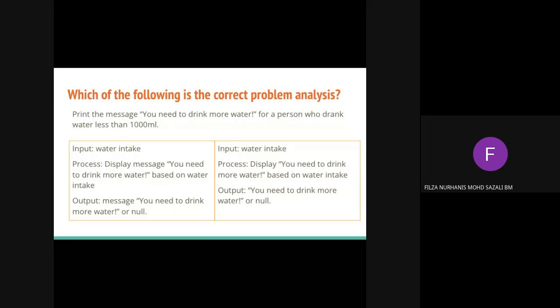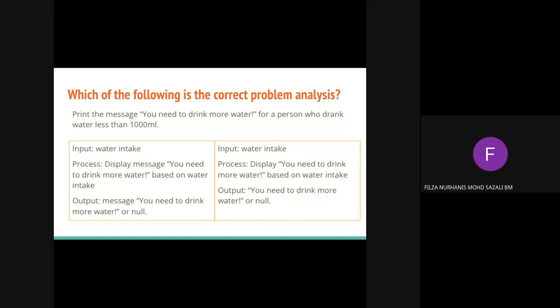Mana satu? Kiri ke kanan? Kiri. Kenapa kiri? Kenapa kanan? Very good. Display message is for output. Maksudnya? Yang betul is kanan kan? Sebab dia ada tanda yang dua tu, Miss. Dia ada perkataan display. Display tu untuk output.